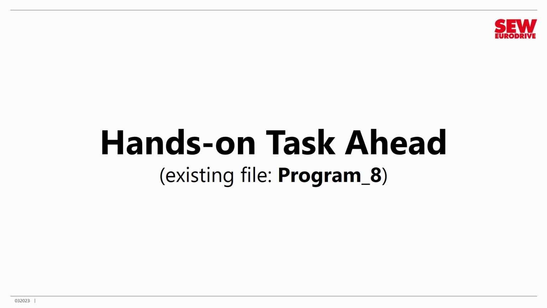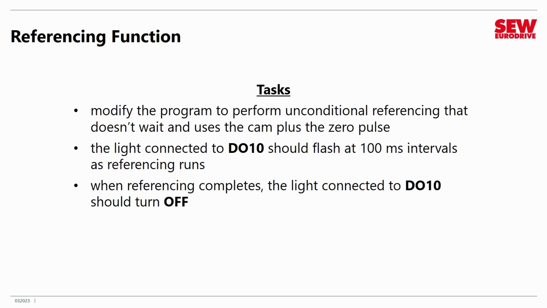And that brings us now to our next hands-on task. We're going to just modify the existing file, program 8. You can probably guess what we're going to do. We're going to convert our program to no wait operation. So here's what you're supposed to do. Modify the program. It should still do unconditional referencing, but it shouldn't wait. This should be a no wait version. And I do want you to use the CAM plus the 0 pulse if the 0 pulse is available on your particular unit.